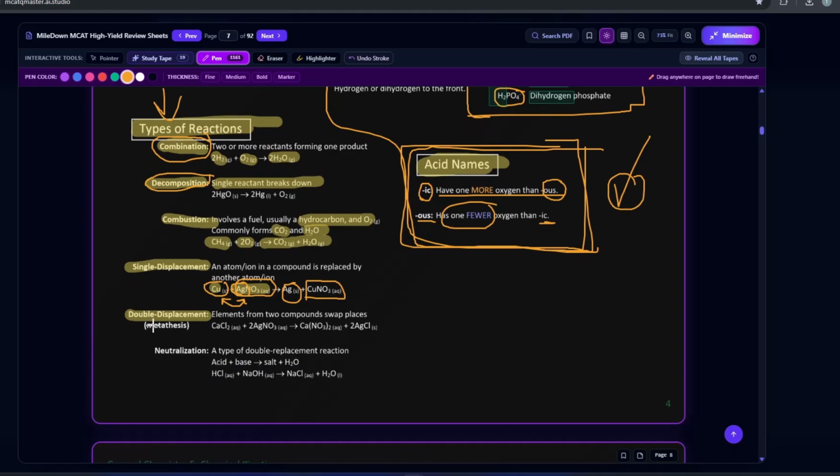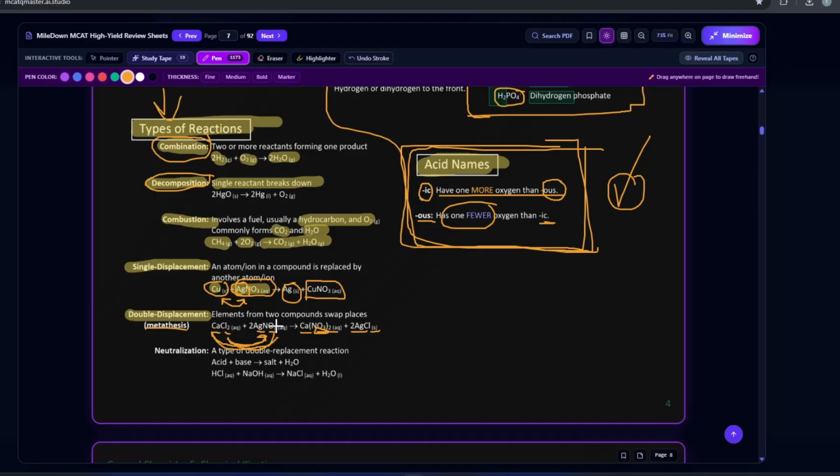In double displacement, also known as metathesis, you get even more swapping of places. You get Ca, Cl, Ag, NO3. Ca combines with NO3, and Ag and Cl combine together. So these two are coming together, and these two are coming together. So it's a double displacement. They're swapping.